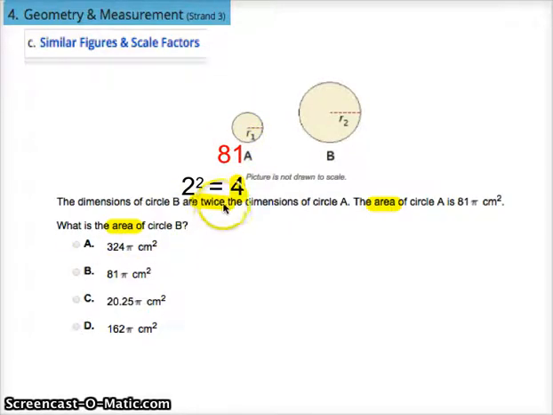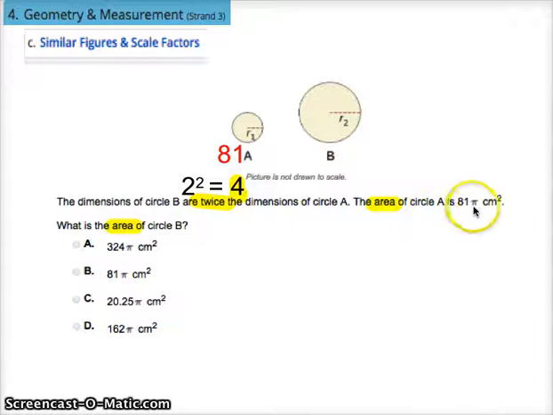Now we're changing area, so that's when you square the scale factors. So instead of being doubled, area is now squared. 2 squared is 4. It's now 4 times as big for the area. You could fit 4 of these little circles into this big circle because the dimensions were doubled, which means the area is affected by a factor of 4. So 81 times 4 is A.